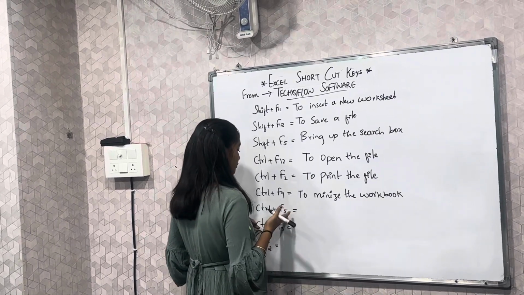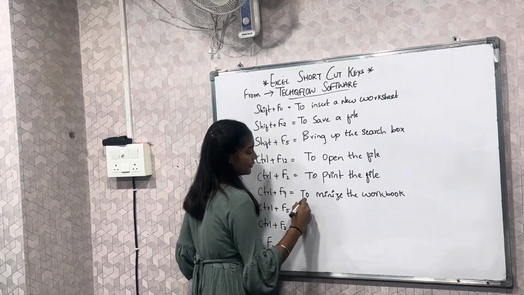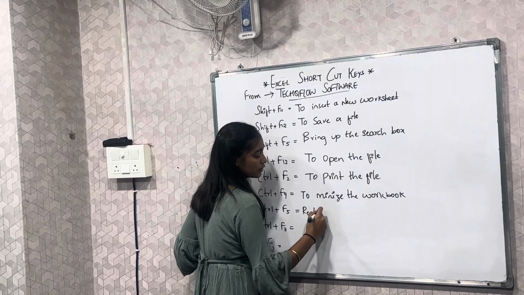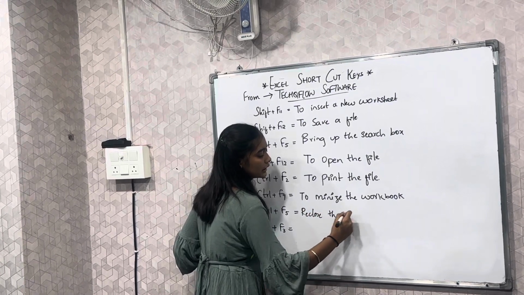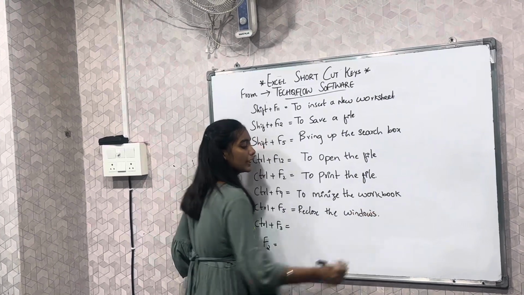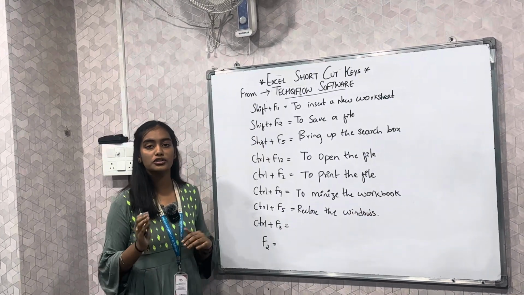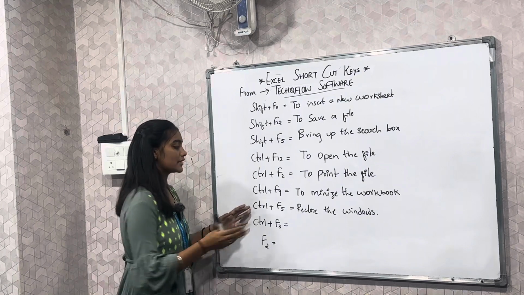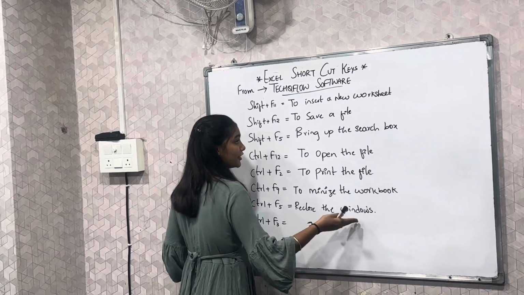Okay, so Control plus F5 to restore the window. If we need to close the Excel sheet with a shortcut, we need to press Control plus F5.